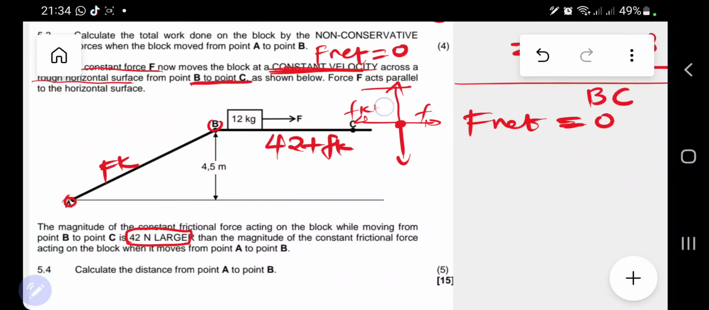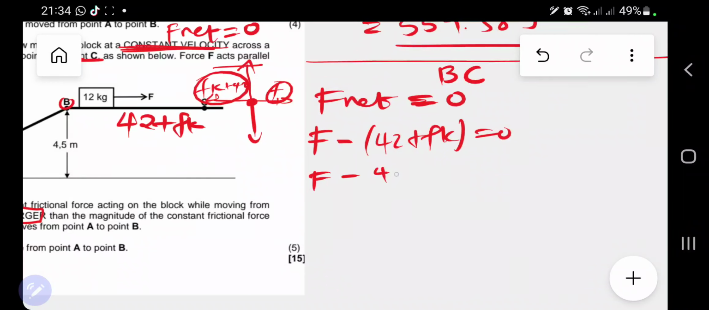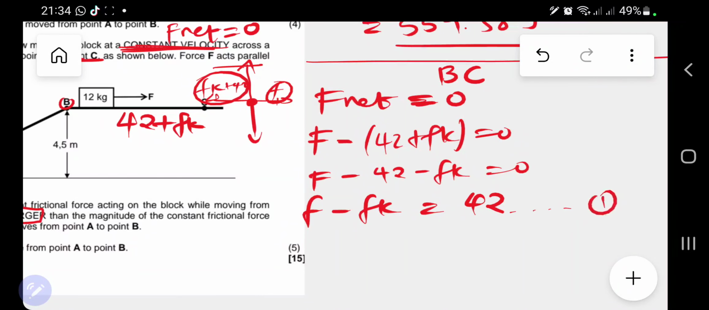So if you represent this in terms of Newton's law, you're going to have F minus, in brackets, your 42 plus your Fk, equals 0 there. And then from there, F minus 42 minus Fk equals 0. We are transposing the 42 to the other side: F minus Fk equals 42. This one is equation 1.